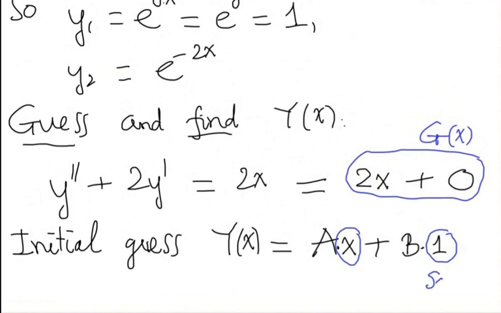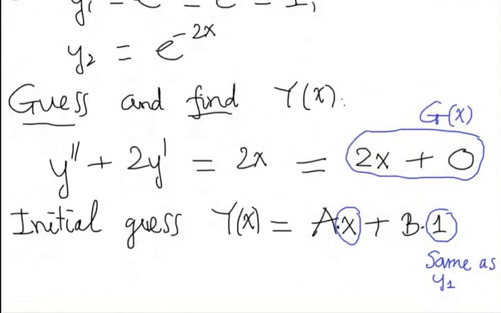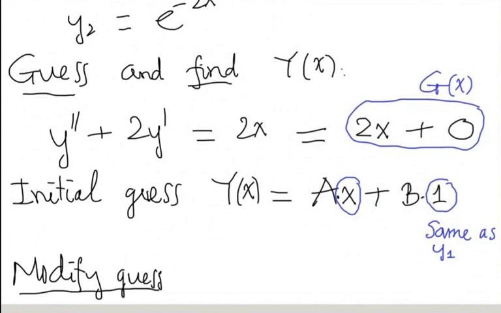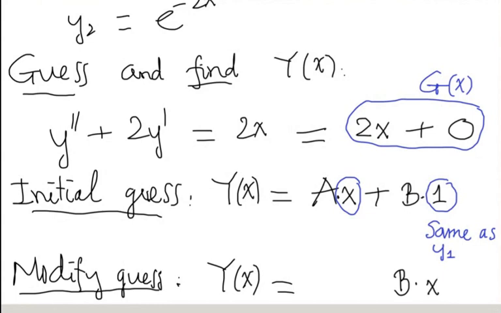This is the same as y1. So we need to modify by multiplying by x. So we would have b times x. What about this? Ax here.